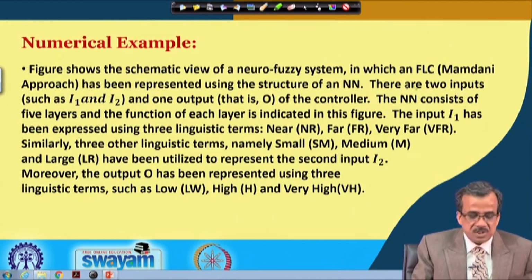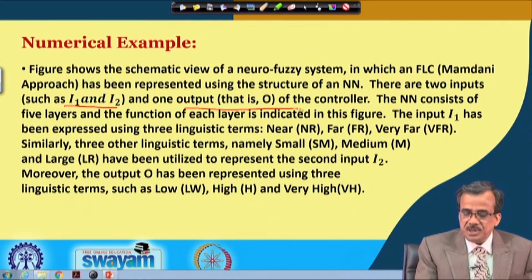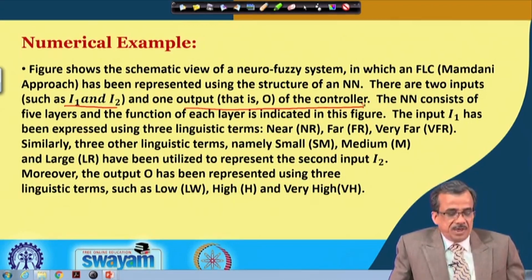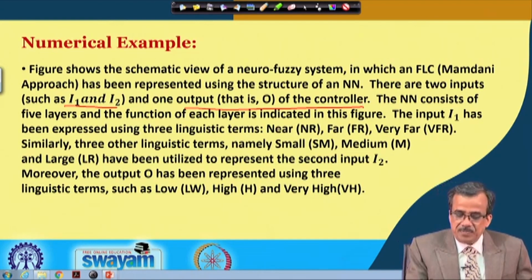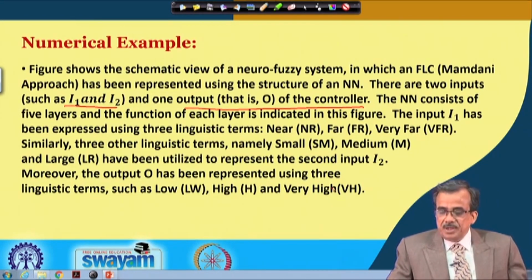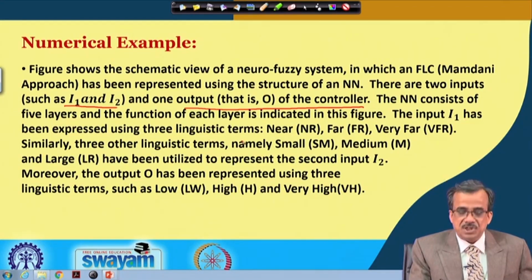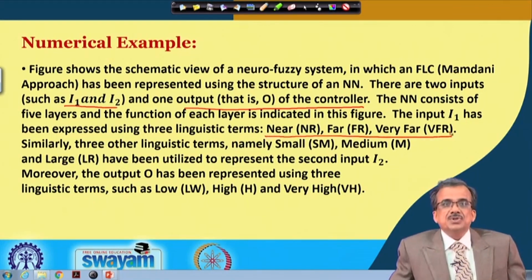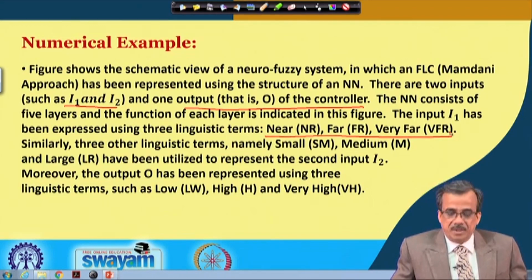There are two inputs, I1 and I2, and there is only one output, that is O of the fuzzy logic controller. The neural network consists of 5 layers as we discussed, and the function of each layer is indicated in the figure. The figure I am going to show you. The input I1 has been expressed using linguistic terms like near, far, very far. So, there are 3 linguistic terms: near, far and very far.